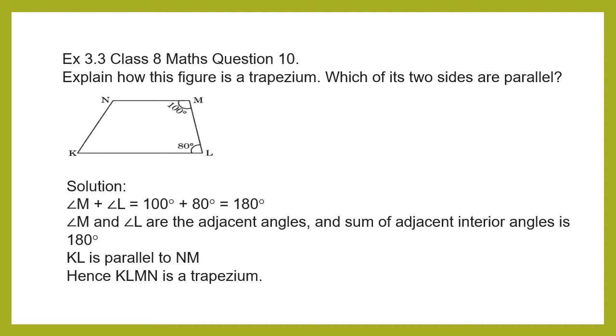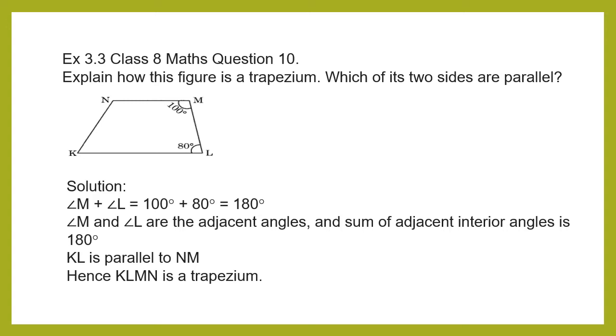So if we want to prove this figure is a trapezium, we want to prove that any two sides are parallel. And see, they mentioned one clue also. They marked the angle L as 80 degrees and the angle M as 100 degrees. So by using this clue we can confirm or verify this quadrilateral as a trapezium.